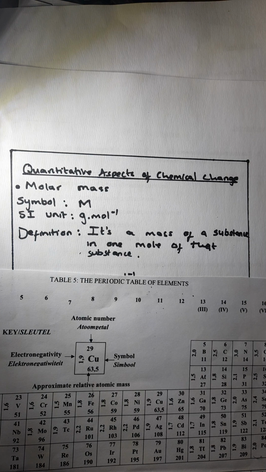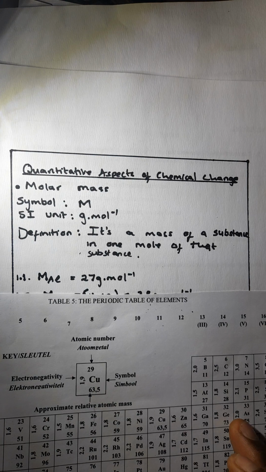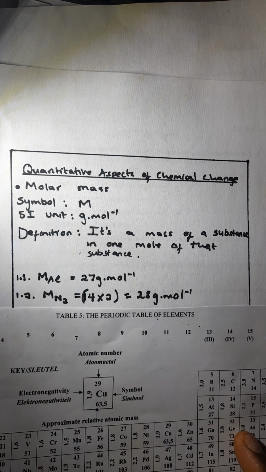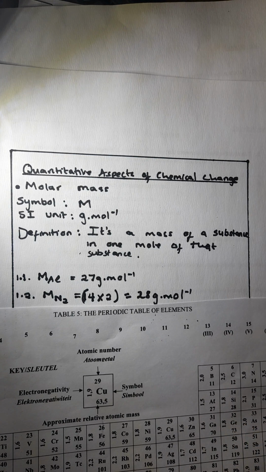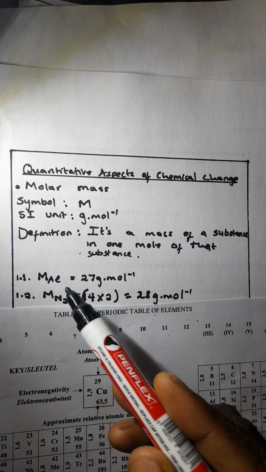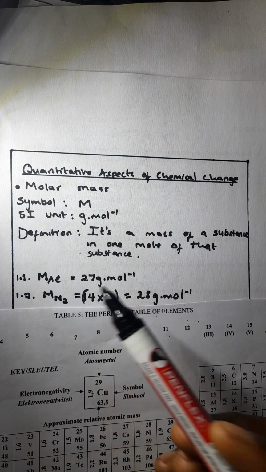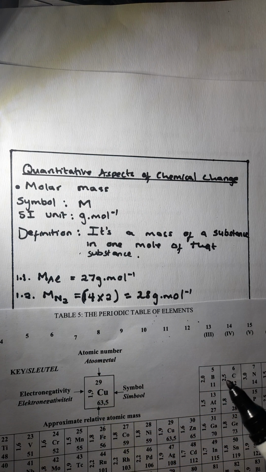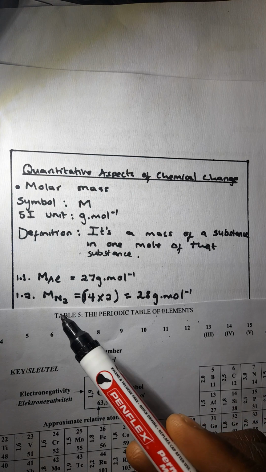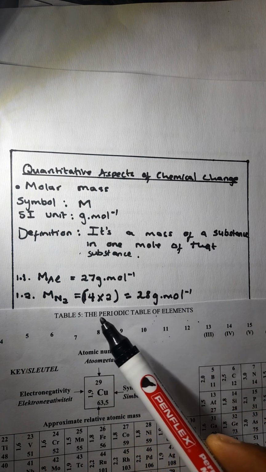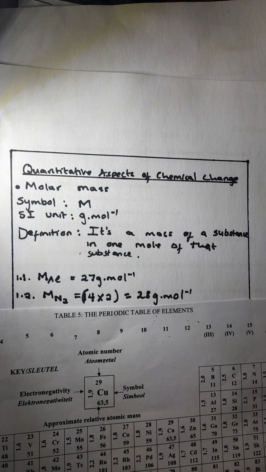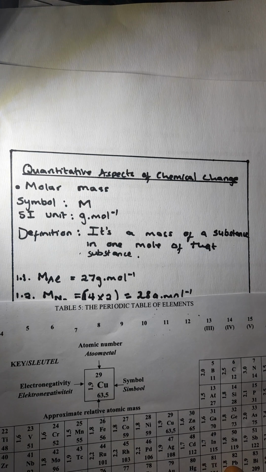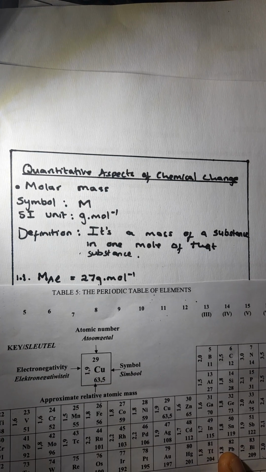Now we are going to look at the following examples and we'll be doing them together. Look at 1.1. What is the molar mass of aluminium? It is 27 grams per mole. And then the molar mass of nitrogen is 14 multiplied by 2, and that gives you 28 grams per mole. But I just want us to do aluminium first of all, and we're going to do that together.